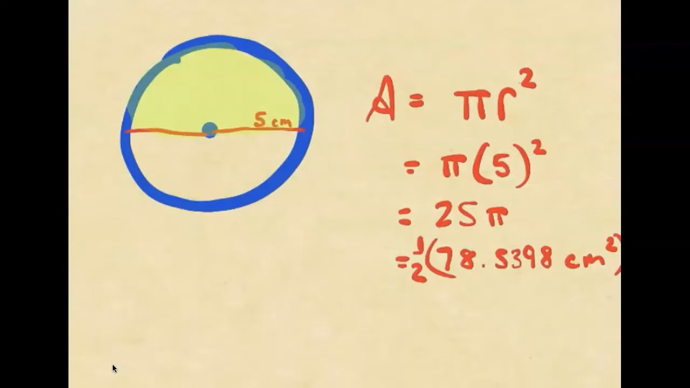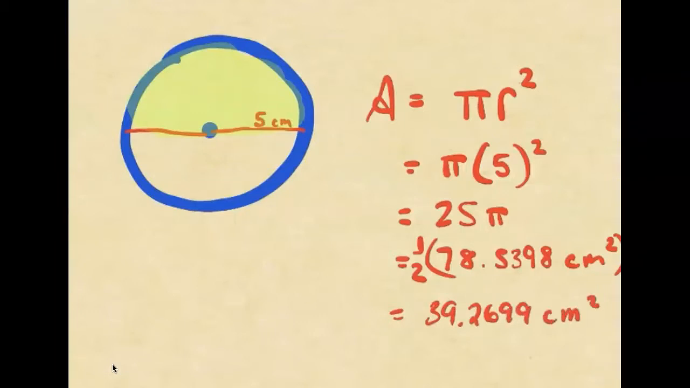78.5398. Alexa, what's 1/2 times 78.5398? 0.5 times 78.5398 is 39.2699.